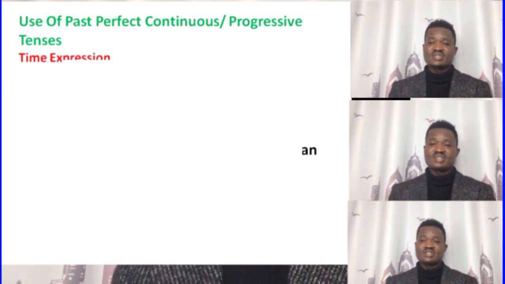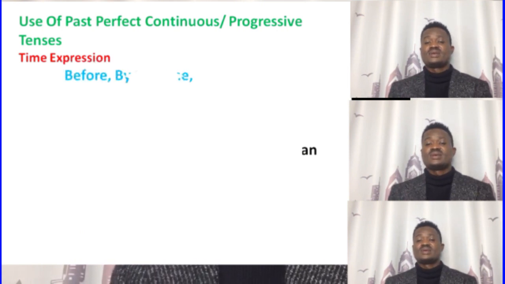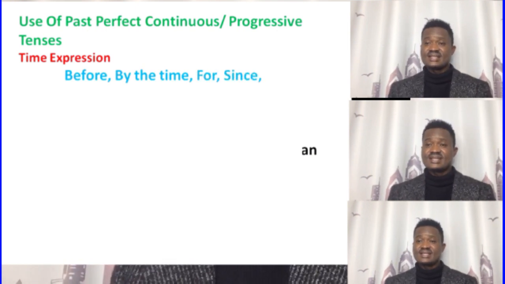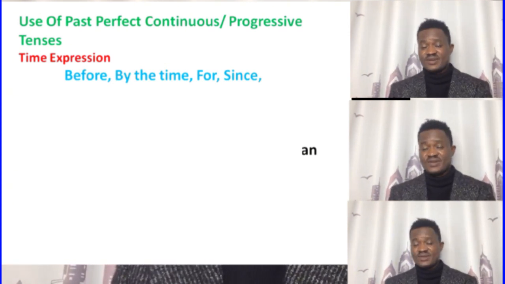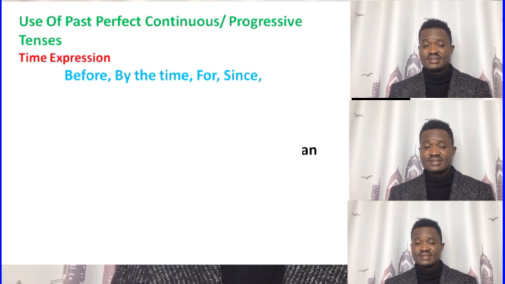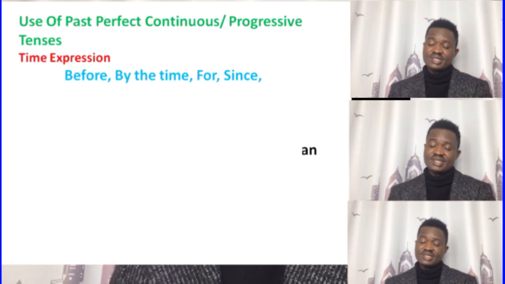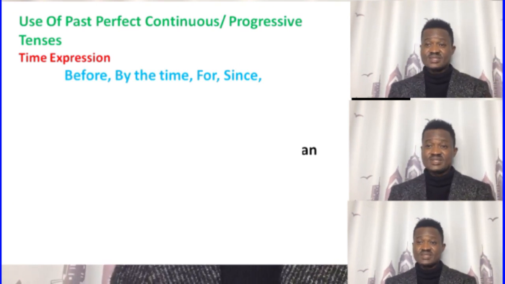So we have time expressions like before, by the time, for, which expresses a short period of time, and since, which expresses a long period of time. So these are the time expressions we use in past perfect progressive. All right. Time expressions are used in all progressive tenses, most of the progressive tenses. We use time expressions there.